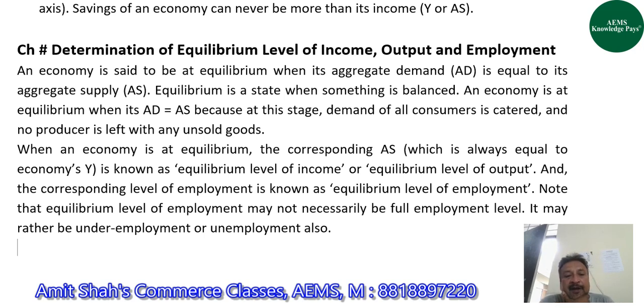Now, guys, we will see how to determine the equilibrium level of income, output, and employment. We have already seen that when AD and AS in an economy are equal, the economy is at equilibrium. At that point, the AS of the economy is its equilibrium level of income or output. I think you all have understood this. And at that point, the employment in the economy is called the equilibrium level of employment. Correct?